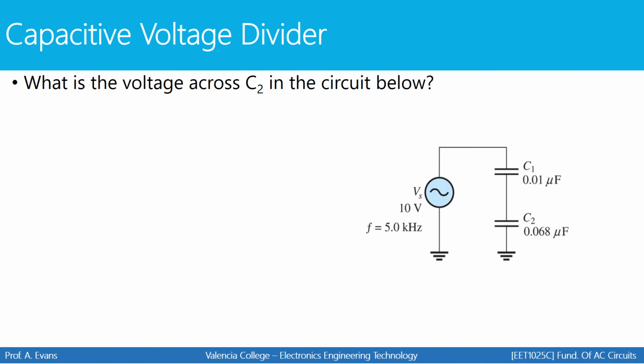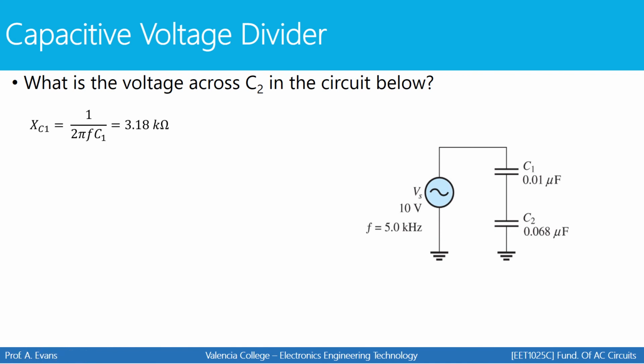Notice we have two capacitors that are in series. We have a voltage source given as 10 volts. Now, if this is not labeled any other way, that 10 volts is a peak value. So this is a sinusoidal source delivering a sine wave for your voltage. Your voltage is behaving in the form of a sine wave with a peak value of 10 volts and a frequency of 5 kilohertz.